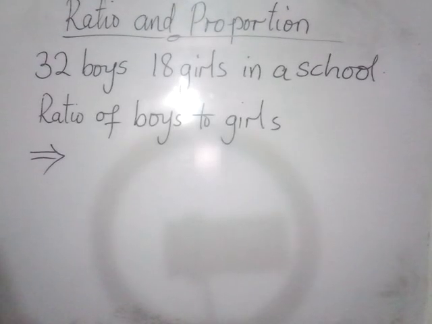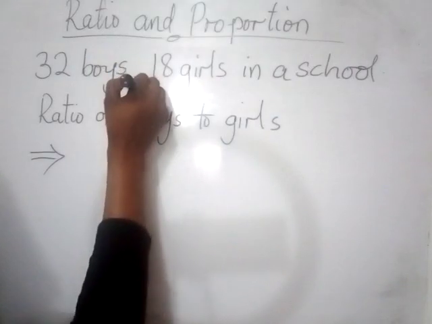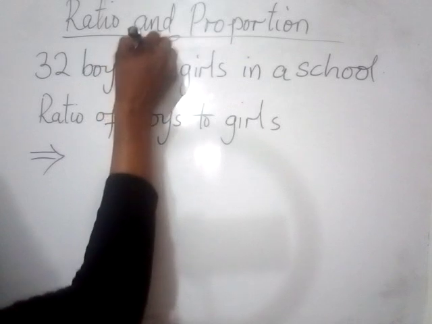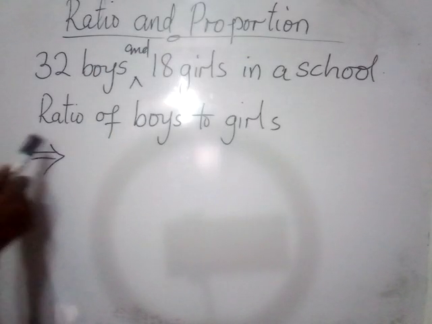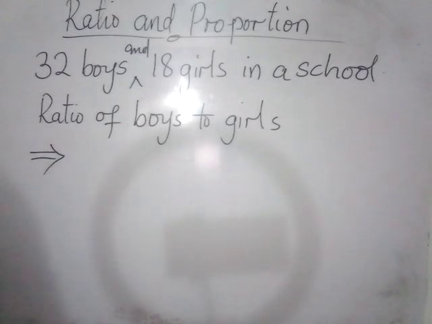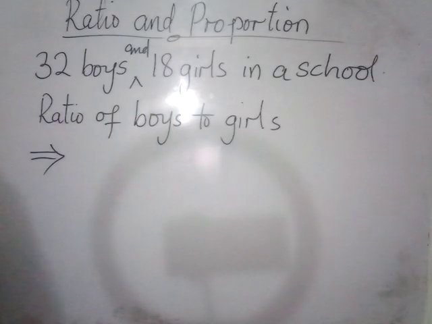Now we have another example here with us. 32 boys and 18 girls are in a school, and you are asked what is the ratio of boys to girls. You are comparing the two. You are trying to find out the relationship between the number of boys and the number of girls.